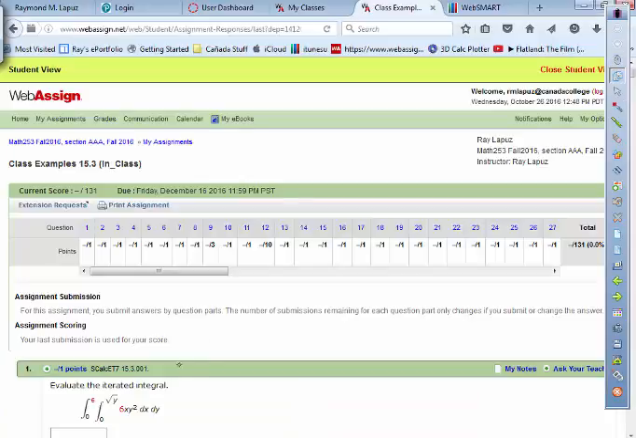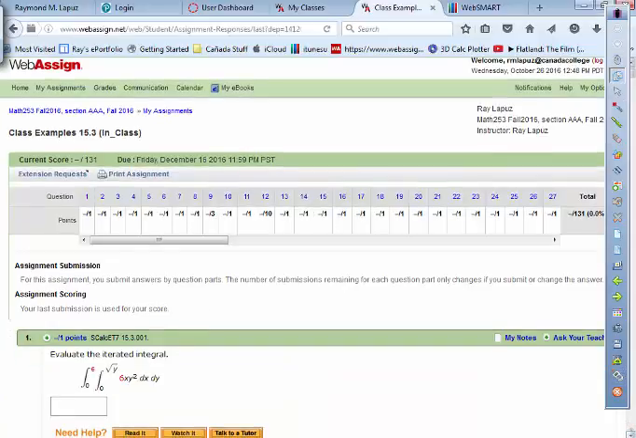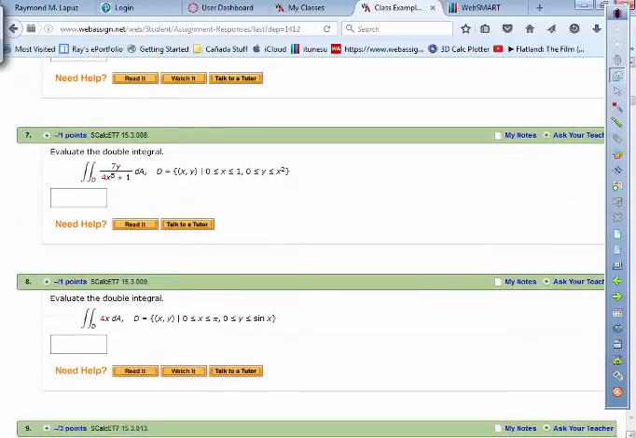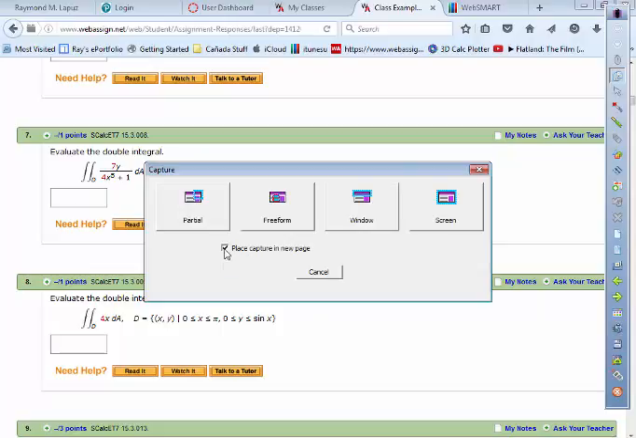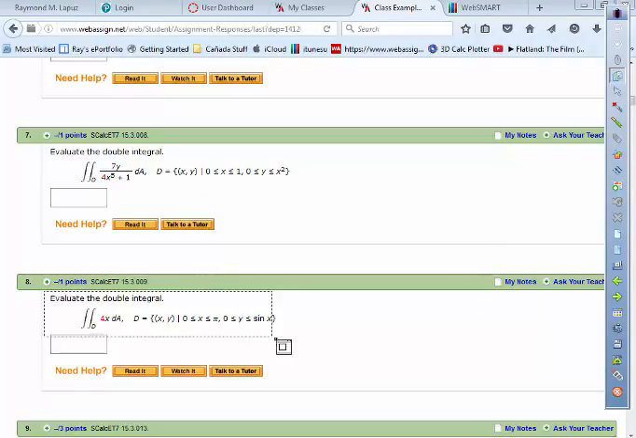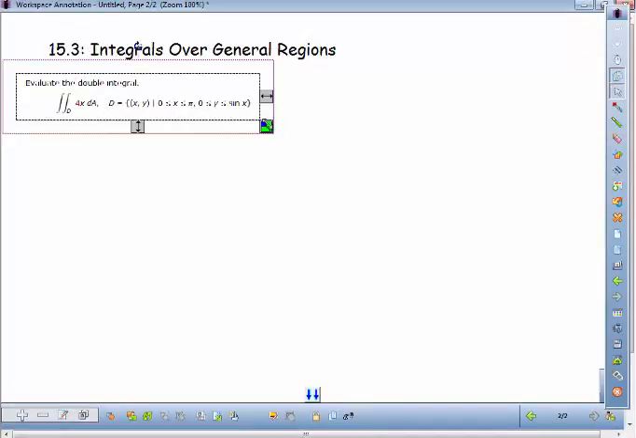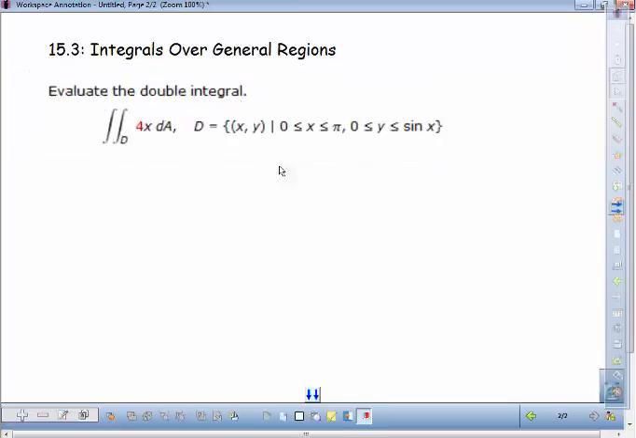I think I'm going to steal some problems from the book. Let's see which one looks easy. That looks easy. It's quite rare that we're going to look at rectangular regions, and most of the applications and the integrals that you guys are going to be doing are going to be on more general regions.